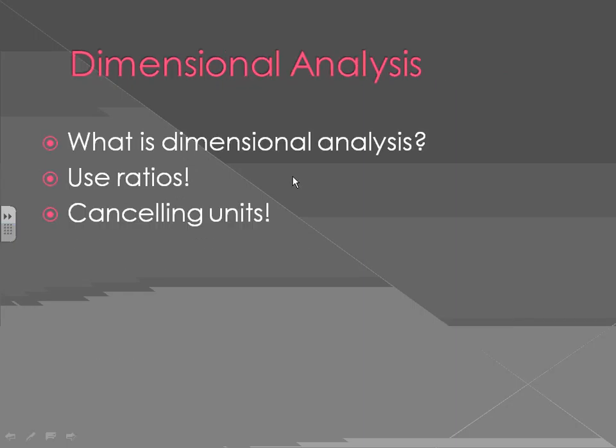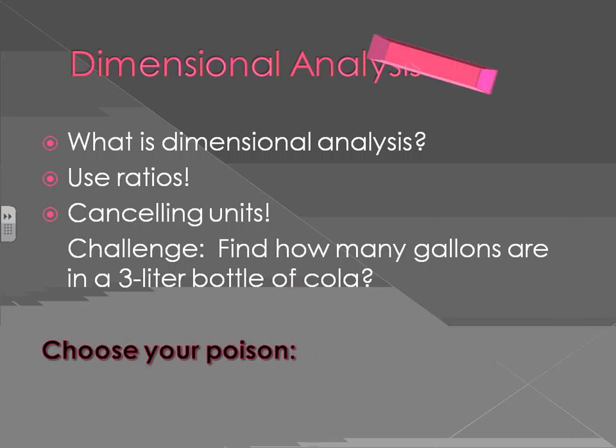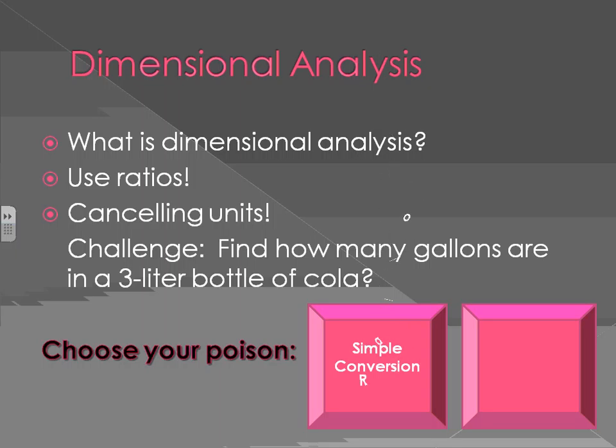Okay, so last thing here, what's dimensional analysis? We're going to use ratios, and we're going to do this by canceling units, so you'll just jot your notes off to the side over there. Let's say we want to find out how many gallons are in a 3-liter bottle of soda. Pick whatever way is easiest for you. So we can do the simple conversion ratio, or we can do this the algebraic way.